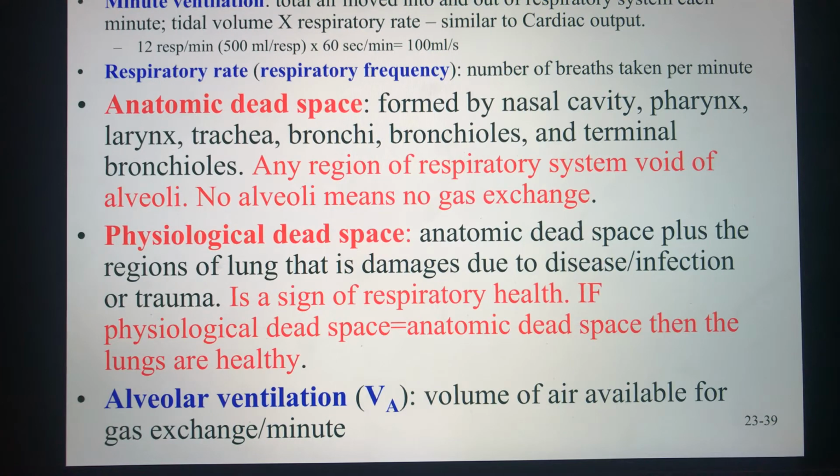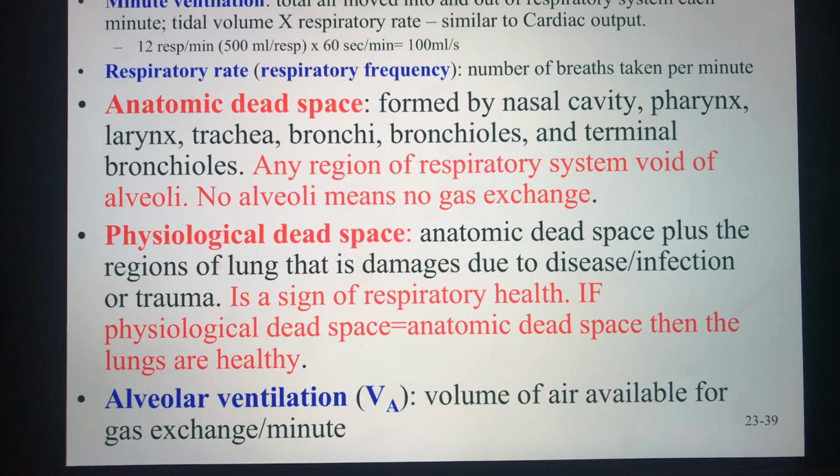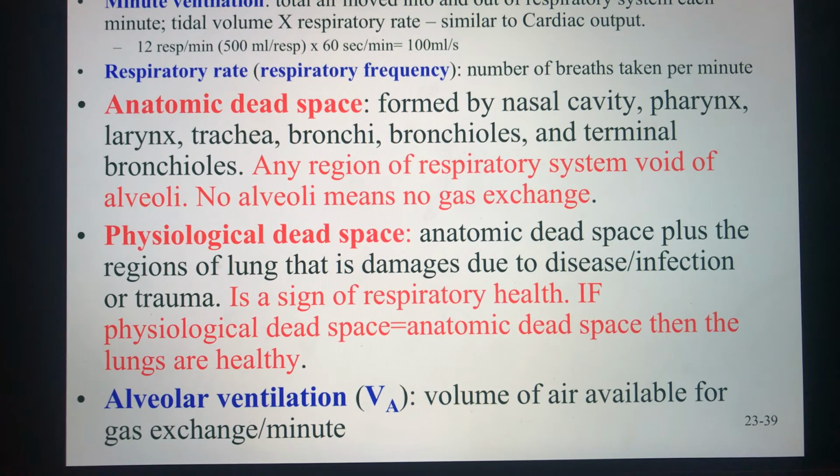Anatomic dead space is any region of the respiratory system that does not have alveoli. So it's your throat, your pharynx, your larynx, your trachea, your primary, secondary, and tertiary bronchi, and your terminal bronchioles, right? Those are all anatomic dead space. It's just dead space where air is moving as it enters your nose and mouth, on its way to your alveolar cells. There is no gas exchange, it's just movement of air.